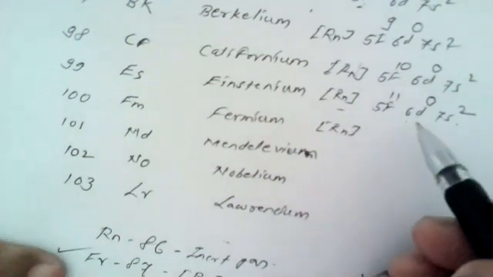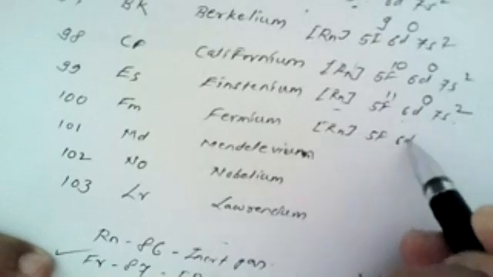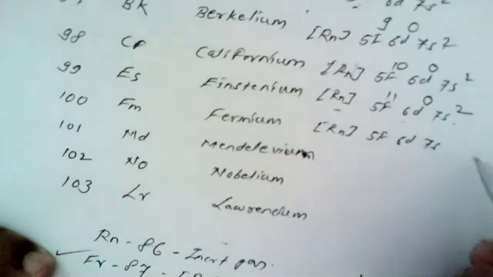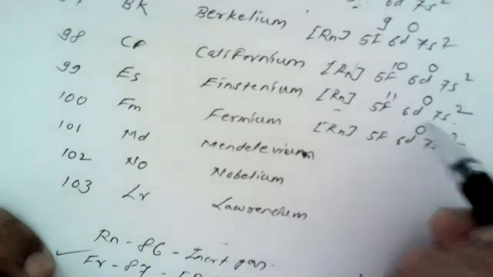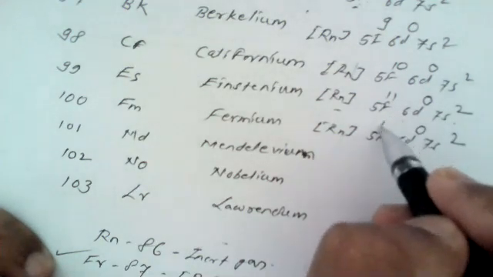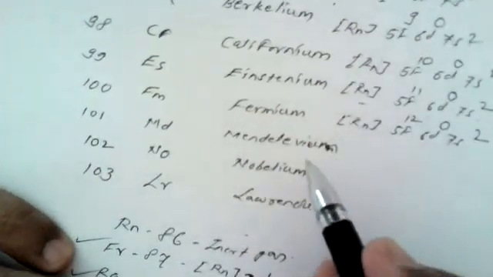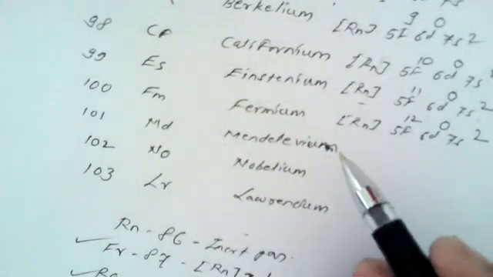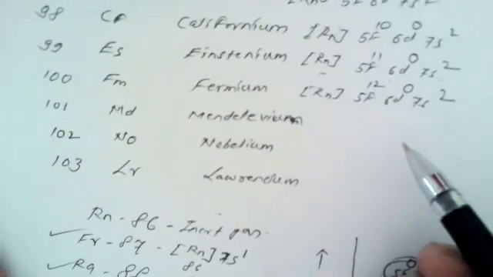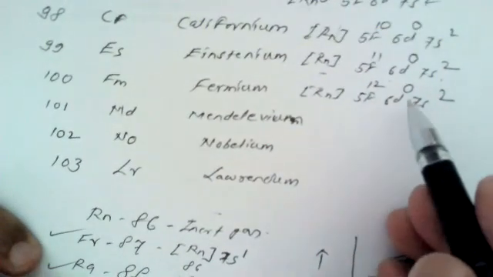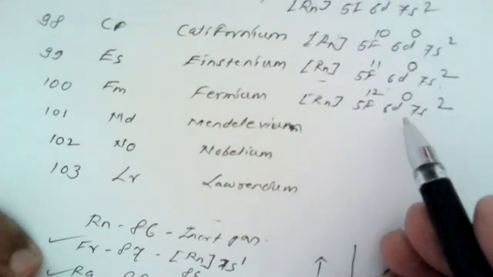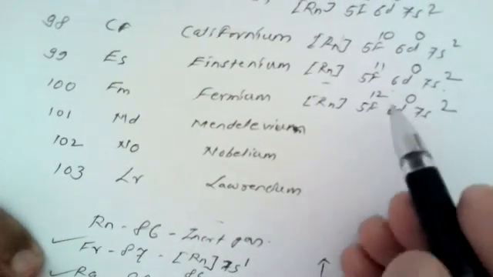Come to fermium, atomic number 100, 5f 6d 7s. Now no question about 7s, again 6d0, and 88 plus 12 is 100. So fermium, atomic number 100, 5f12, 6d0, 7s2. You have to write very carefully that again it does not contain any electron in its d level.